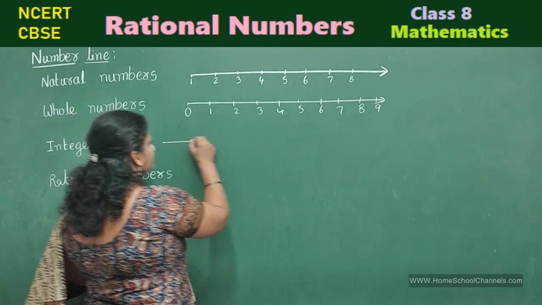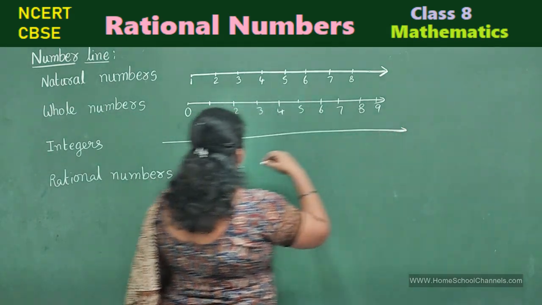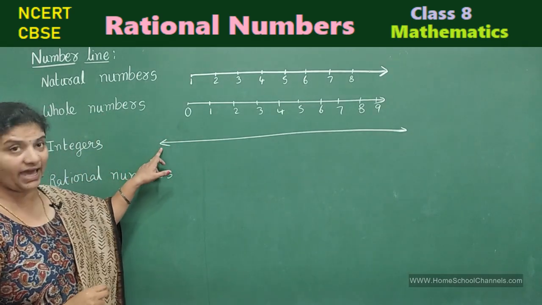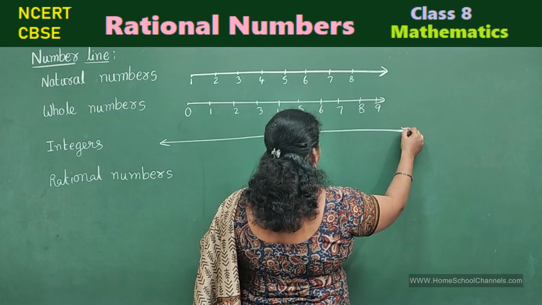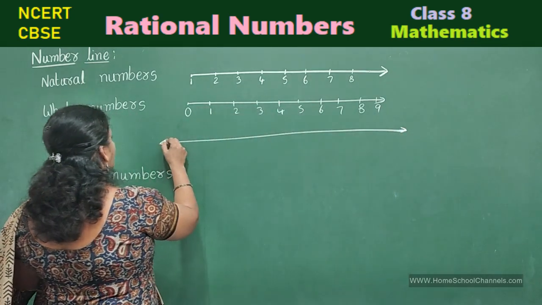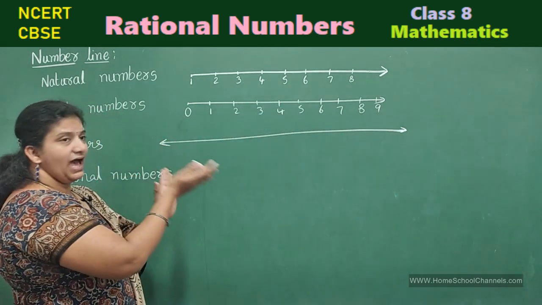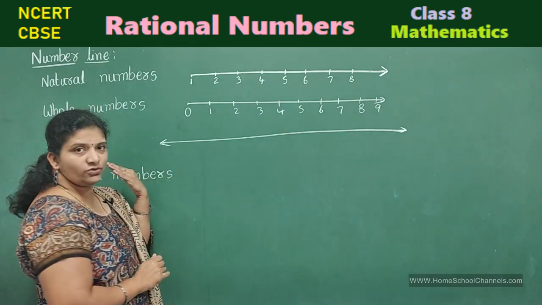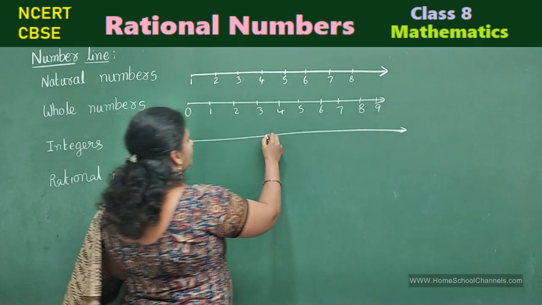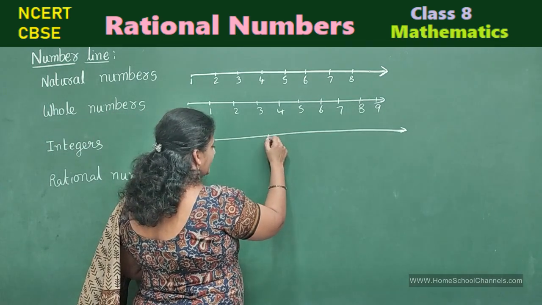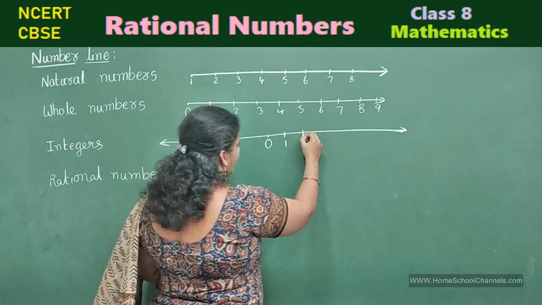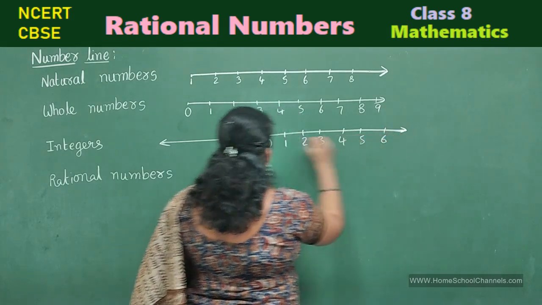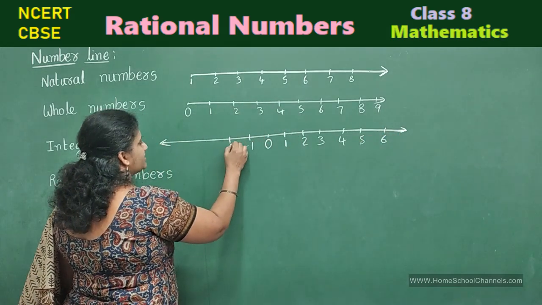Next, representation of integers on a number line. You can see arrow mark here and here also. Can you see? What does it indicate? The number line extends towards right side and also towards left side. Let us mark in middle 0. Towards right side, positive numbers. Towards left side, negative numbers.